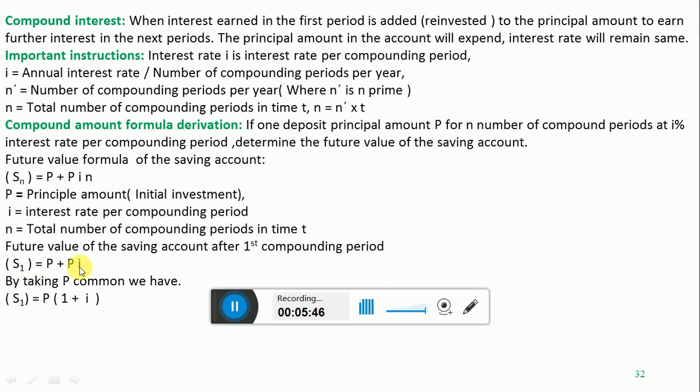We can write this formula like this as well. By taking P common, we have S1 is equal to, when we take this P outside, 1 is remaining here. Plus, when we take this P outside, I is remaining here. So S1 is equal to P into 1 plus I. This is the future value of the saving account after the first compounding period.